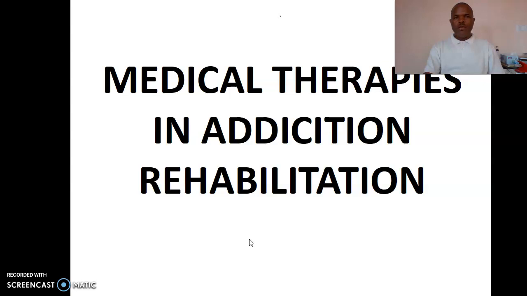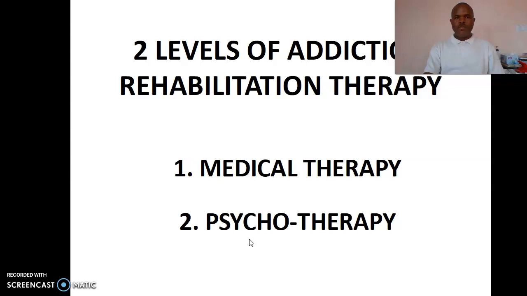But before we go into details of medical therapies, I would like to start by saying that in addiction rehabilitation therapy, overall, there are two types of therapies that go on concomitantly, hand in hand. We have the medical therapy, which I will talk about today in detail, and psychotherapy. Psychotherapy, just to inform those who may not know, in simple terms would translate to treatment of the mind. Psycho is the mind, therapy is treatment.